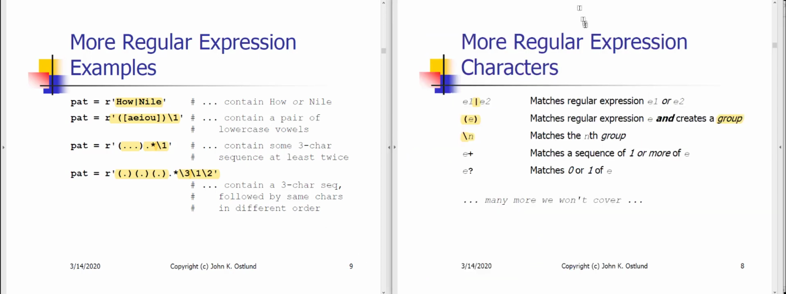Now, so that takes care of the vertical bar and the parentheses and backslash with a digit for some group. Plus is a little bit like star, except whereas E star would mean any number of E's, E plus means at least one E, possibly more E's. Question mark, on the other hand, means optional. It means there might be either 0 or 1 of that regular expression.